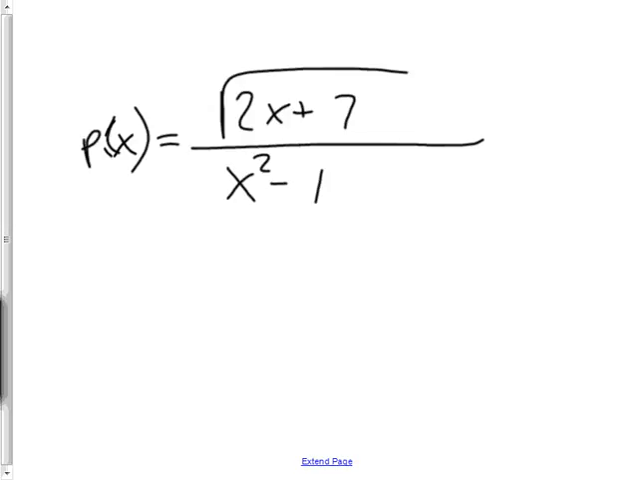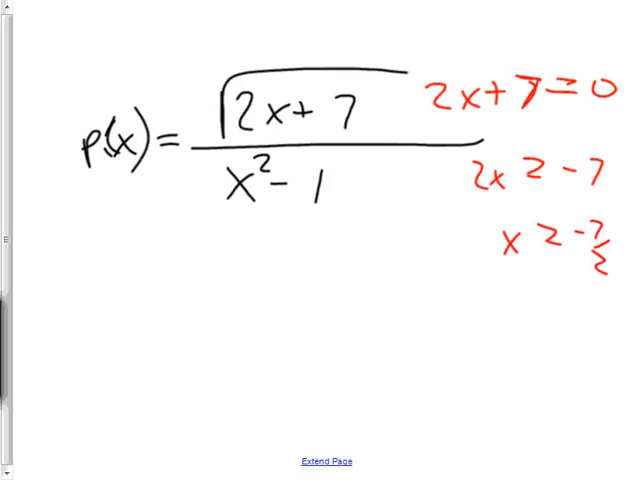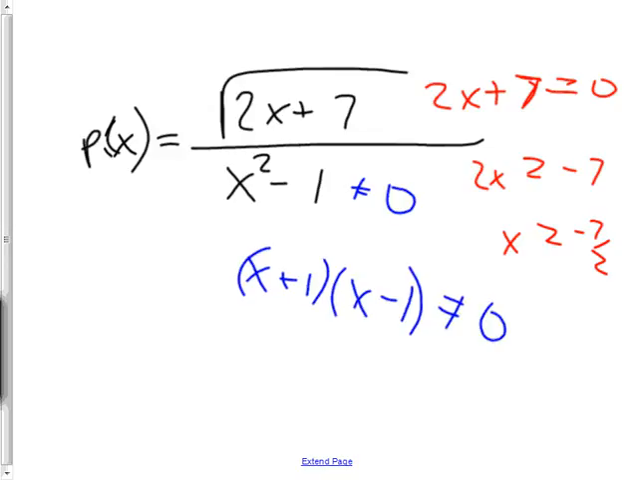I am back, and we are doing 2x plus 7, and what do I set it? Greater than or equal to 0. Okay, good. And now I'm going to go 2x greater than or equal to negative 7, x greater than or equal to negative 7 halves. Okay, and this other one, that one is not equal to 0, and therefore x plus 1, x minus 1 not equal to 0. And what would make it equal 0 is if I had a 1 and a negative 1. So x cannot equal 1, x cannot equal negative 1.